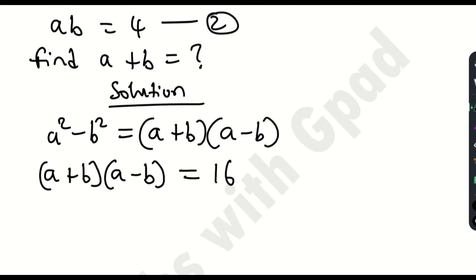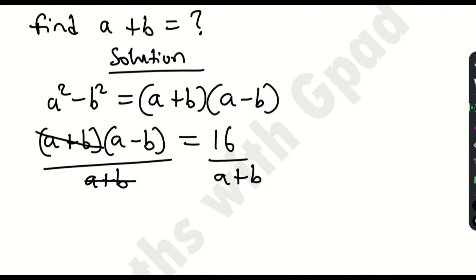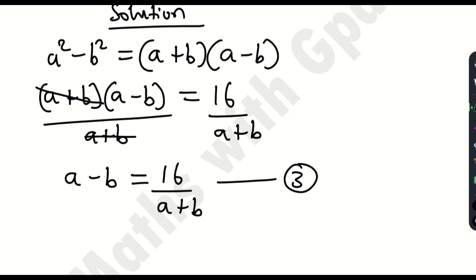Now we are going to get an expression for a minus b. What does that mean? It means that I have to divide both sides by a plus b. So I divide this side by a plus b and this side by a plus b. So this a plus b cancels a plus b. And what do you have on the left hand side? You have that a minus b is equal to 16 over a plus b. I think we can call this equation 3.